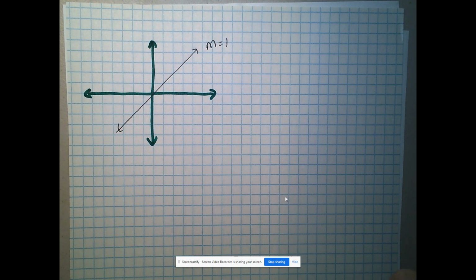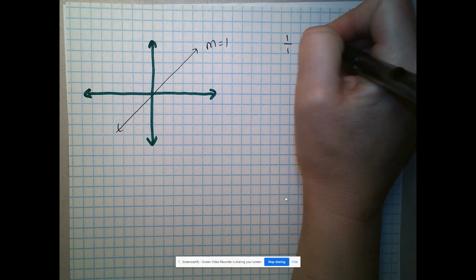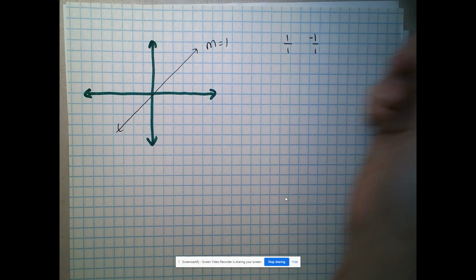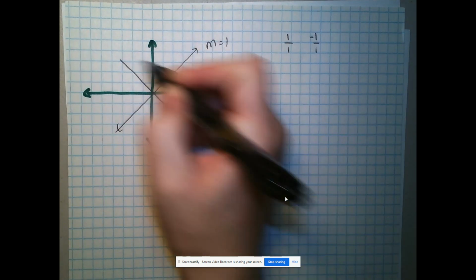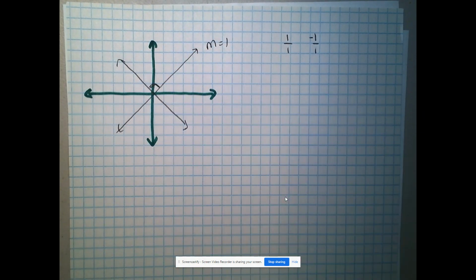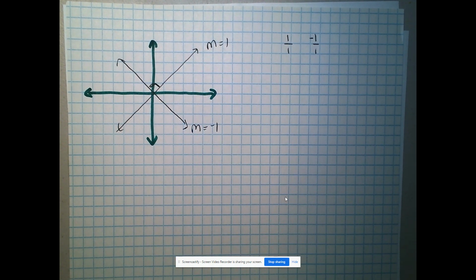The opposite reciprocal of 1, so like 1 over 1, the opposite would be negative, and it would still be 1 over 1 when I flip it. So does the opposite reciprocal give you 2 lines that are at a 90-degree angle? Yes. So that one's an opposite reciprocal.